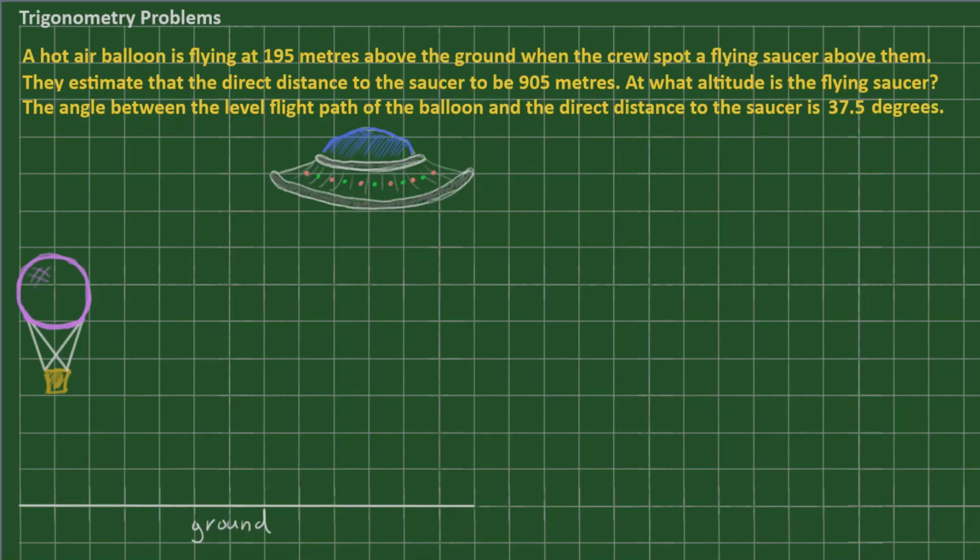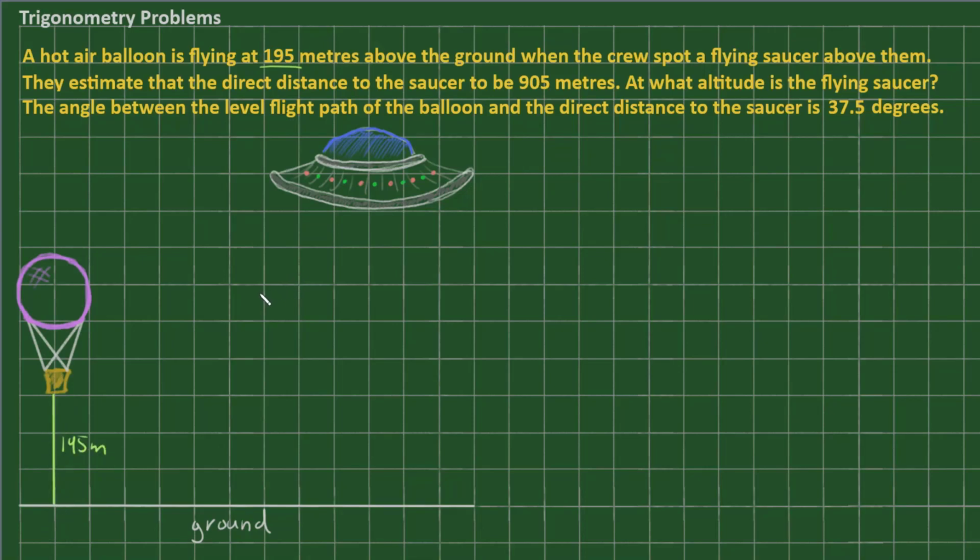What is the information given to us? And what is it that we need to find? Okay, so I'm told that the balloon is flying 195 meters above the ground. So I'm also going to indicate that on my diagram. So 195 is this distance here, and I'm going to label it.